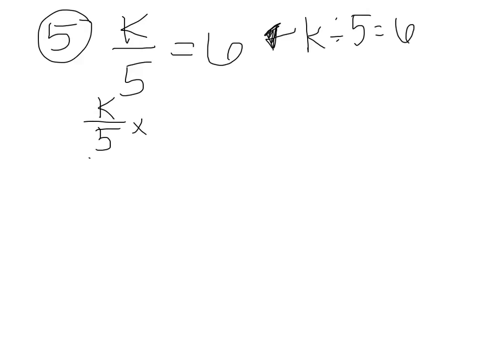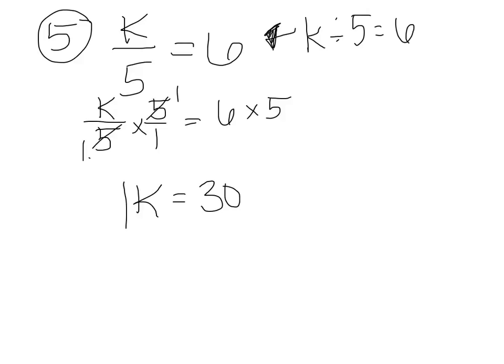Because I have divided by 5, I am going to do k divided by 5 times 5. So that means I need to multiply the other side by 5 as well. I've got a 5 on the bottom, 5 on the top. We know that those cancel out, make a 1. I'm left with a k on one side. And 6 times 5 is 30. Okay, there's my answer.